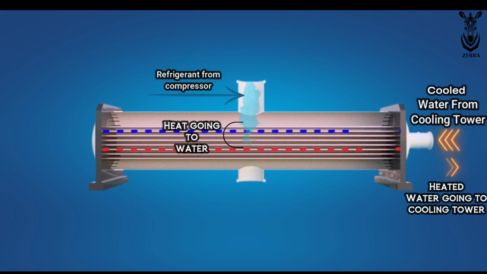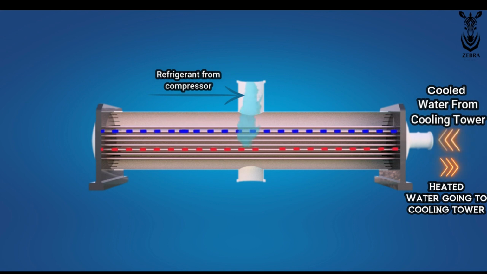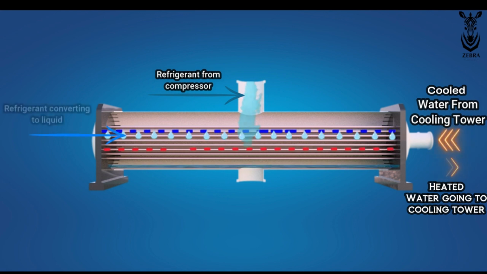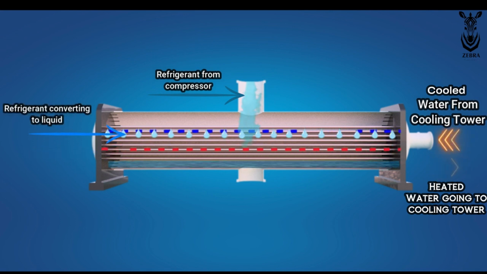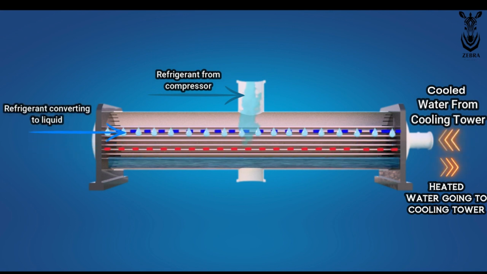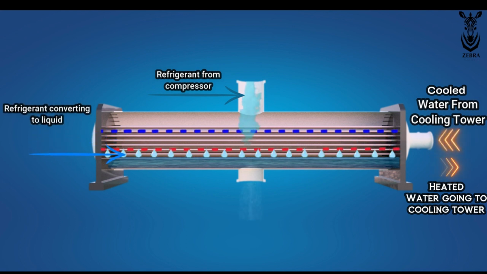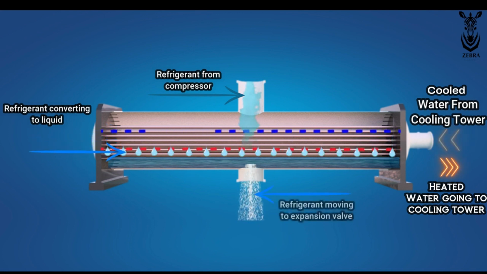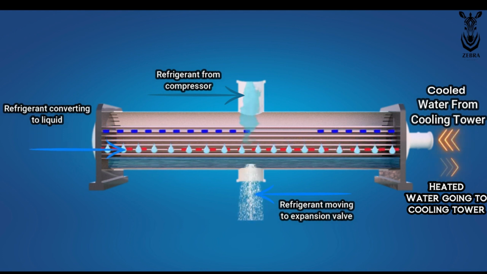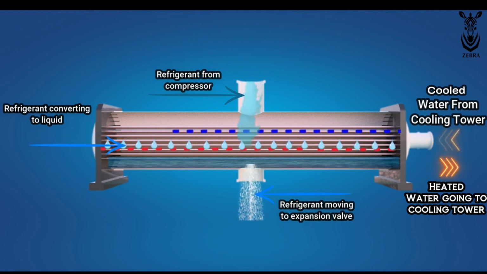As the heat of the refrigerant goes to the water, the temperature of the refrigerant decreases and it changes from the vapor state to the liquid state. Then, the refrigerant goes to the expansion valve after changing to liquid state. The heated water goes to the cooling tower, where it is cooled and returns to the condenser. This is the working principle of the condenser.